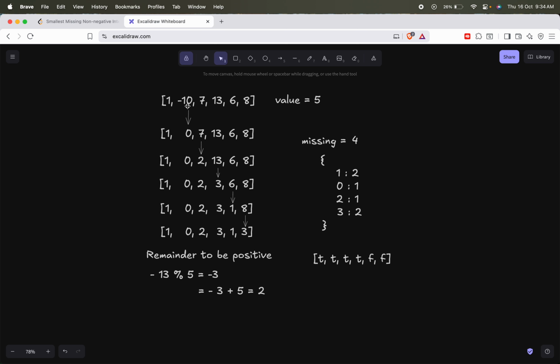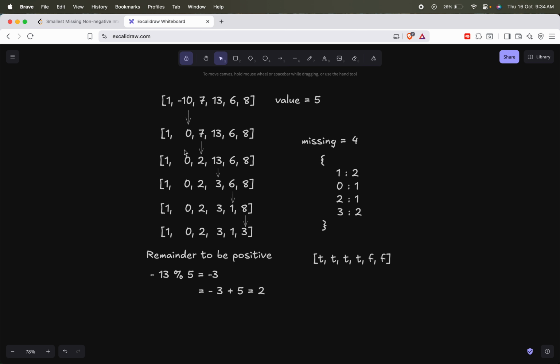Yes. If you guessed that modulo is the operation, then you are correct. So -10 modulo 5 is 0, 7 modulo 5 is 2, 13 modulo 5 is 3. Every time they are taking the remainder of each element by dividing it with 5, that is, by dividing it with the value.